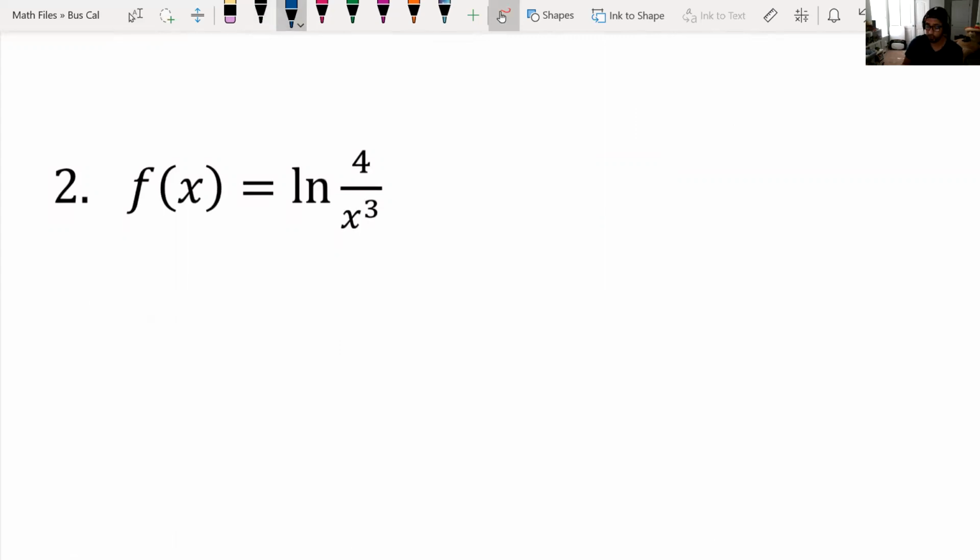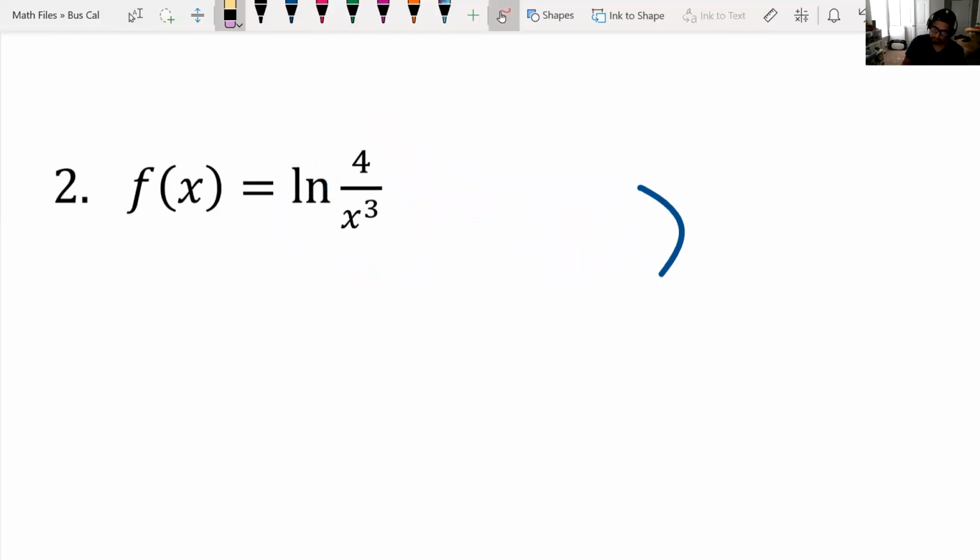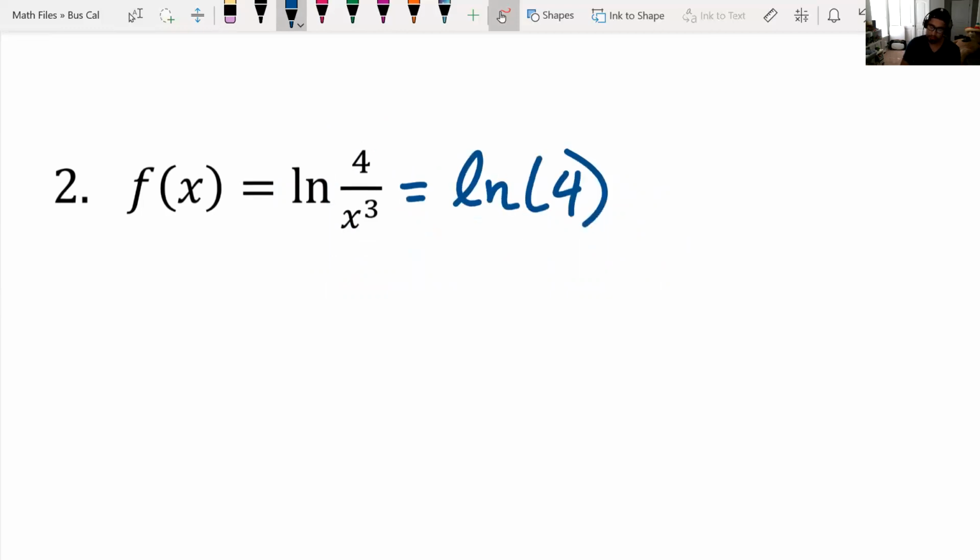Number 2, the natural log of 4 over x cubed. Once again, we only know how to take the derivative of the natural log of x. So we have to make this look like that somehow. And the only way to do that is, again, by log properties. So what we notice is that this is a quotient, so we will use the quotient to difference property for logs, which means this becomes the natural log of 4 minus the natural log of x cubed. Once again, we have not done any derivatives yet.